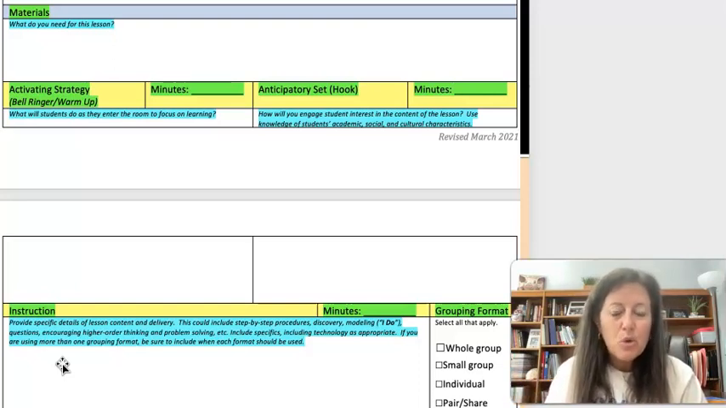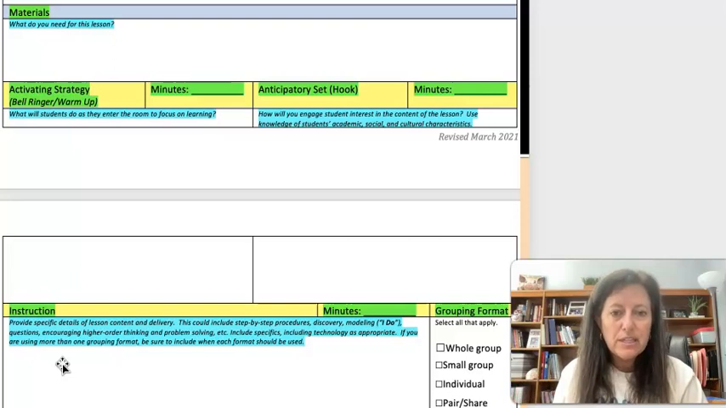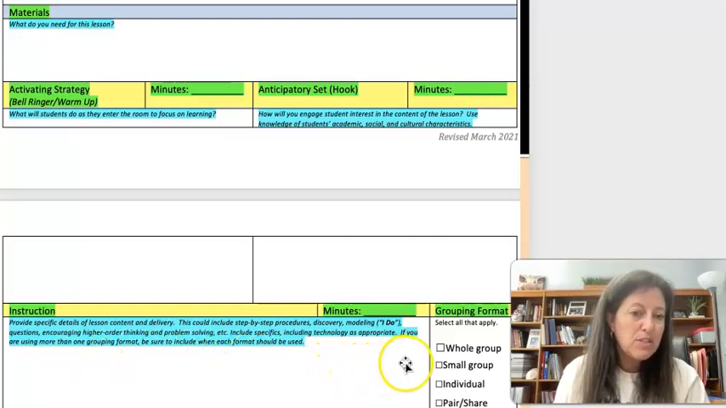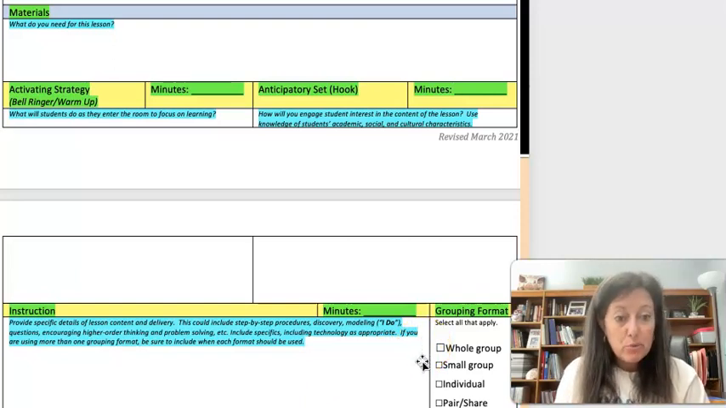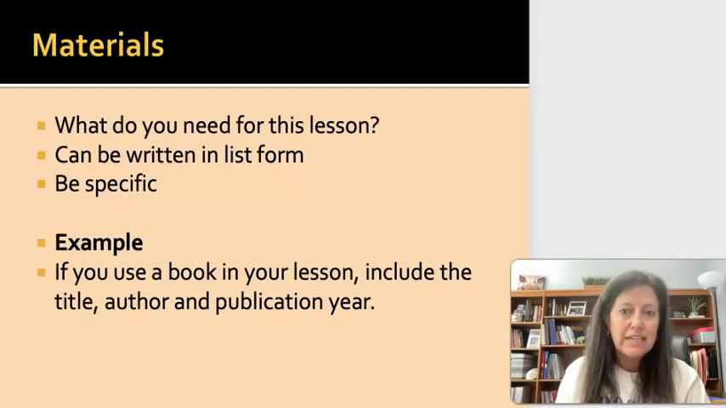And in here, we want to encourage higher level thinking and problem solving. So this would be a really good place to put those higher level thinking questions you developed from last week. You want to give specifics here, including the technology you're going to use. If you're using more than one grouping format, be sure to include each format and when it should be used. And here you've got ideas: your whole group format, if it's a class lecture, maybe they're working in small groups, maybe students are working individually, or maybe they're working in think, pair, share groups. So you want to make sure that you've highlighted the group formats they're using and that you're addressing those in the lesson.